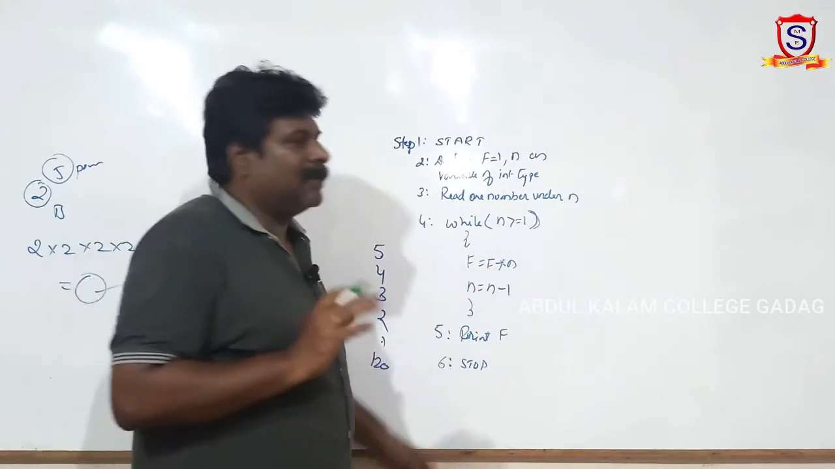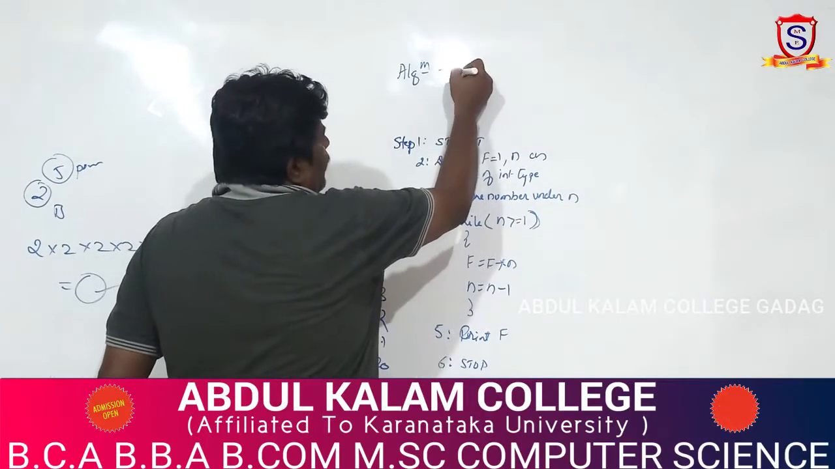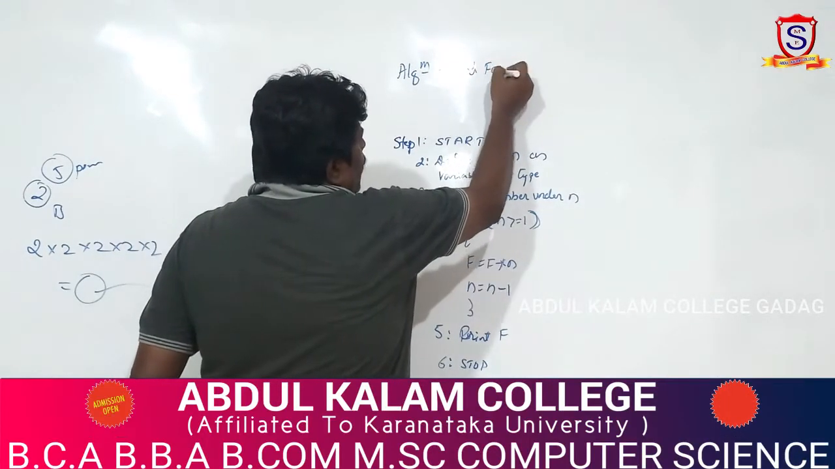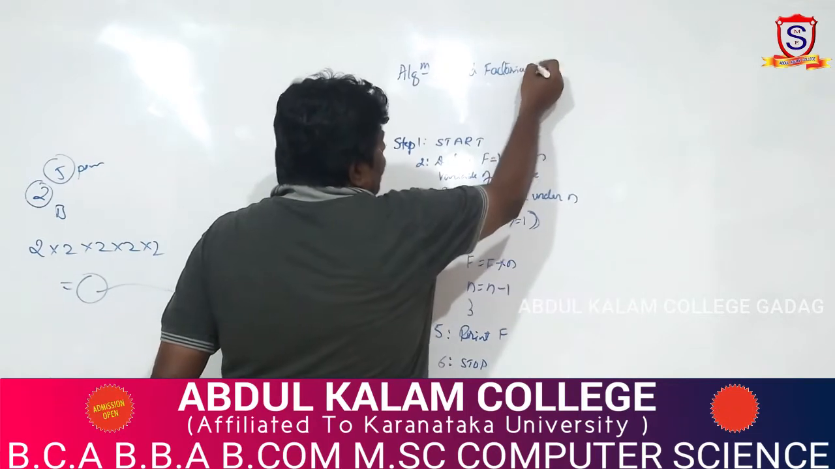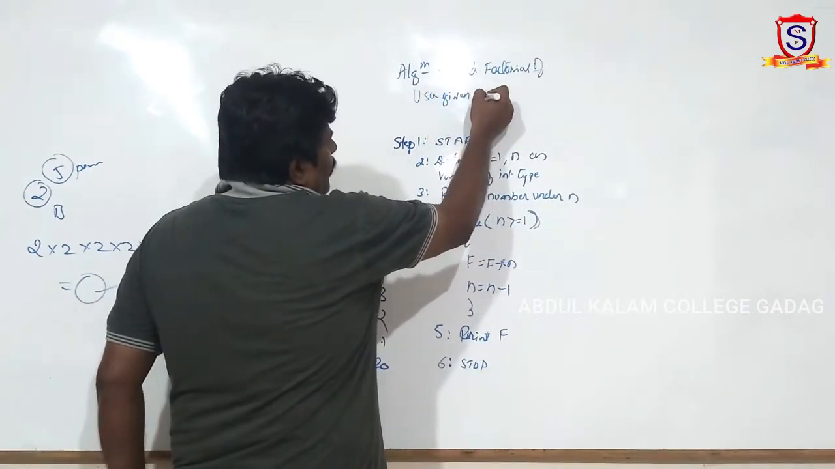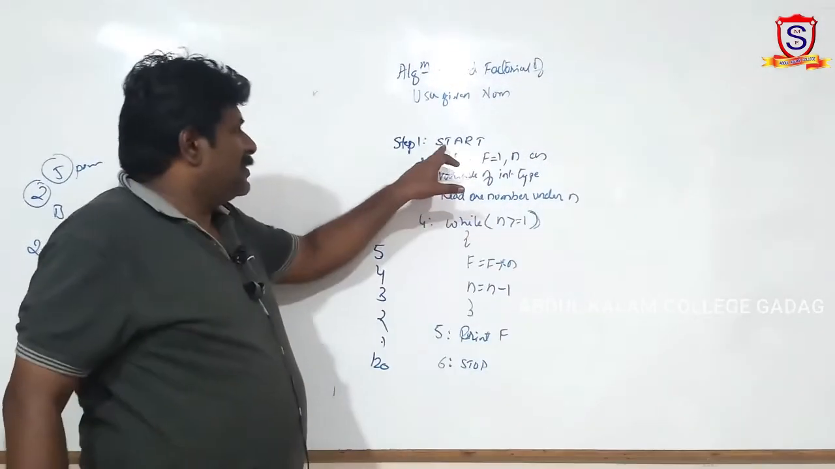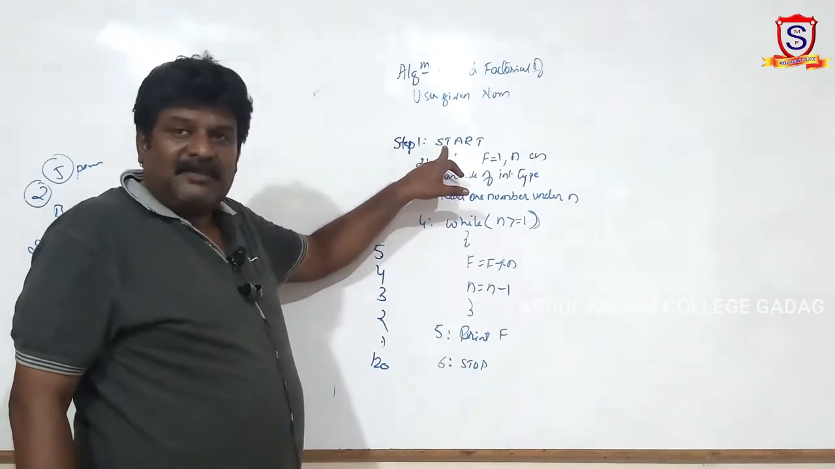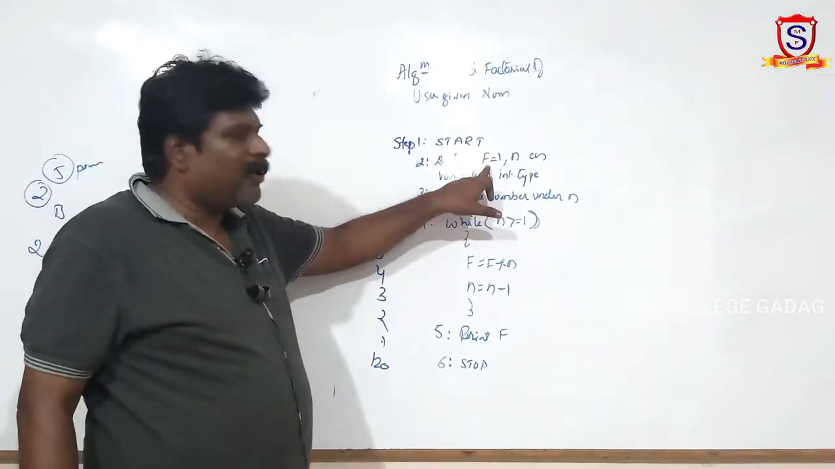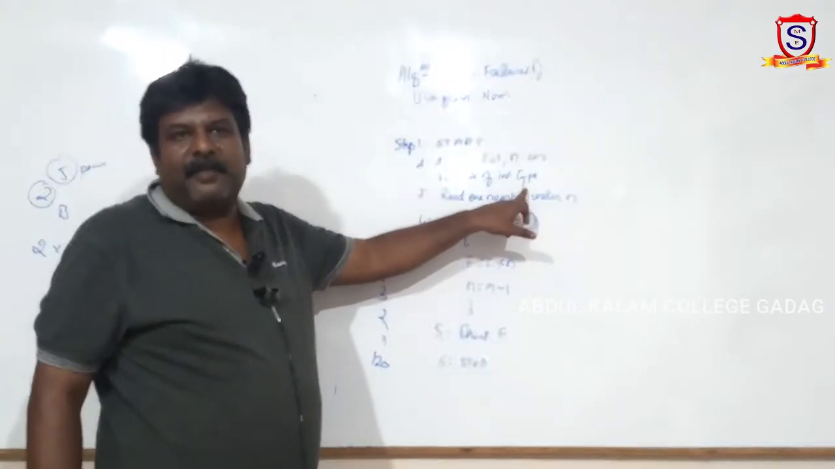So this is the algorithm. Let me write an algorithm name, that is, algorithm to find factorial of user given number. Now, start, declare f equal to 1 and n as a variable of integer type.